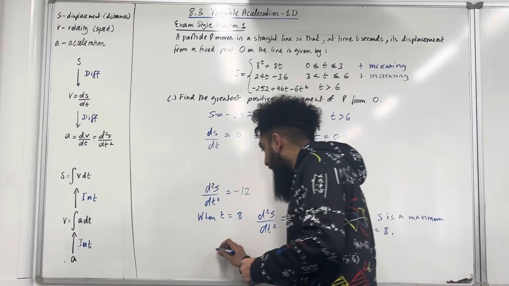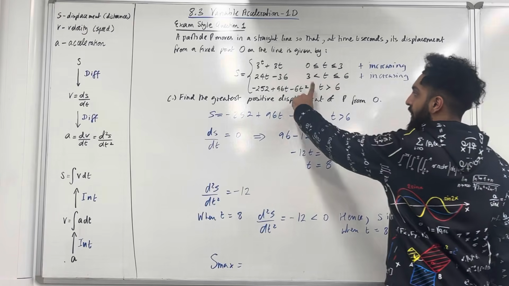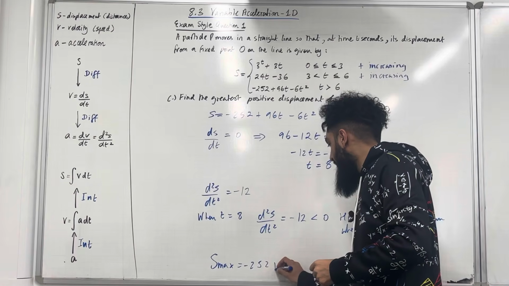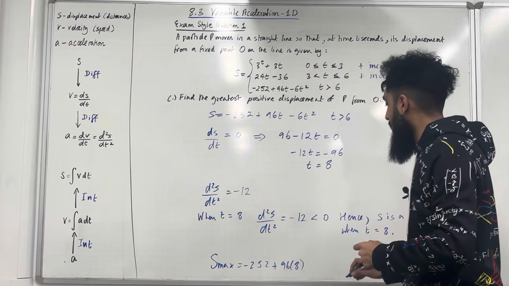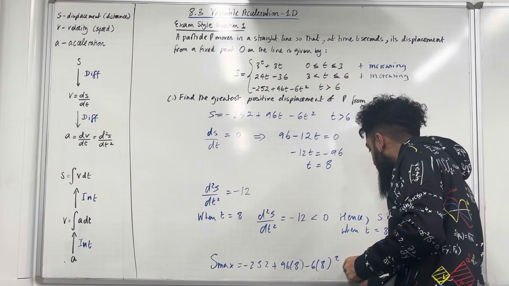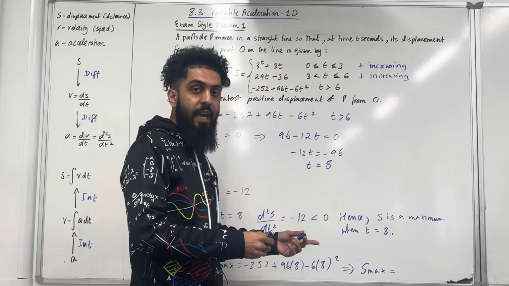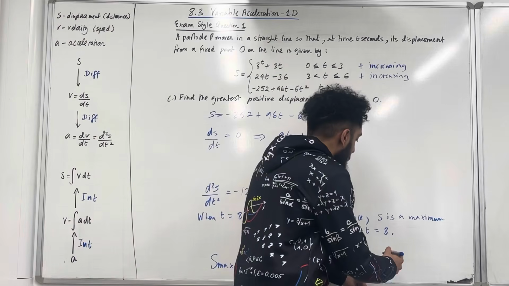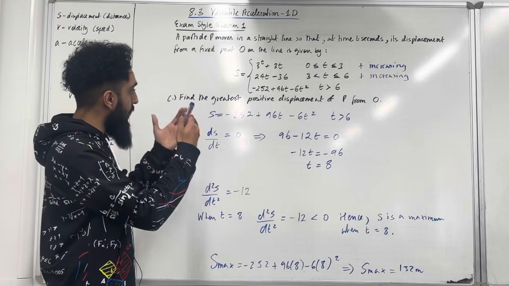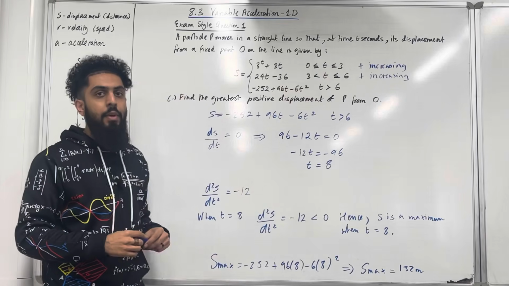So to work out s max, we need to substitute t equals 8 back into the third displacement equation. So I've got minus 252 plus 96 multiplied by 8 minus 6 multiplied by 8 squared. I can put this into my calculator to work out s max. I get s max is equal to 132 meters in exact form. So the greatest positive displacement of P from O has to be 132 meters.